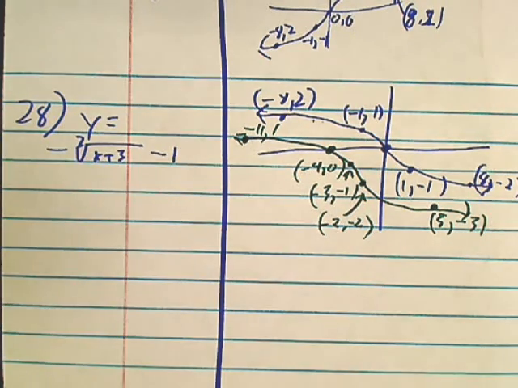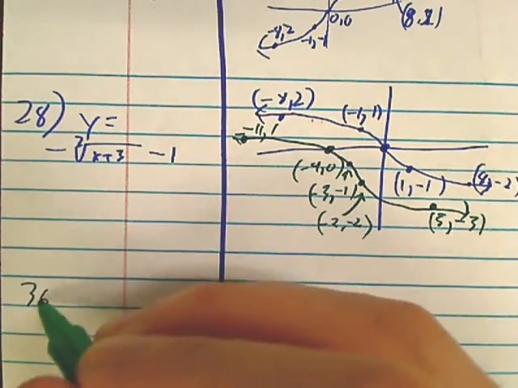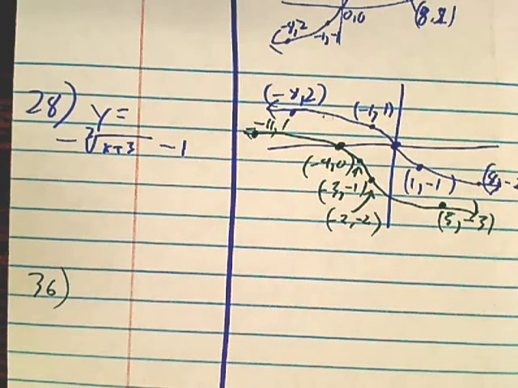Okay, I want to do one more together. Let's look at number 36. And number 36 says y equals the cube root of 8x minus 24.